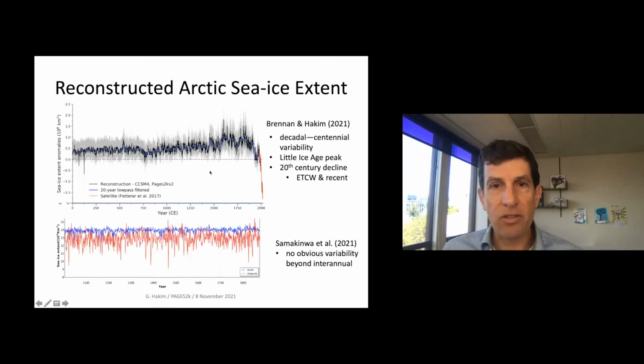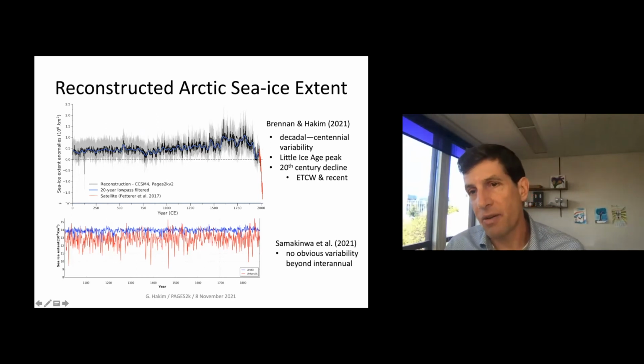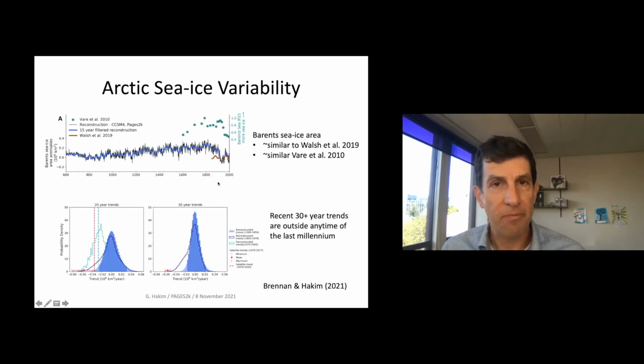Looking at the last 2,000 years, we see an upward trend in sea ice through the Little Ice Age with a peak in the 17th, 18th, and 19th centuries, then rapid declines since that time. And there's a lot of variability that I'll talk about more in a moment. There's another recent paper that also does something similar, going all the way down to monthly resolution. And they don't see this multi-decadal to centennial variability in the Arctic sea ice, although I note that the ordinate here is quite a bit larger than it is in our graphic.